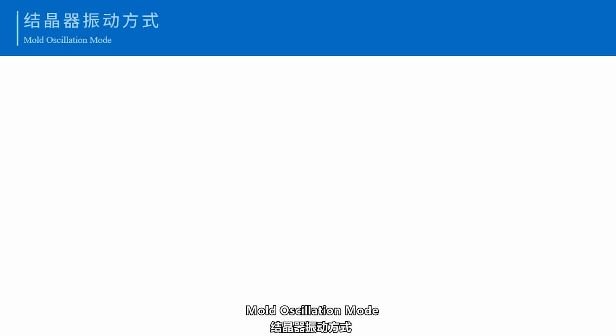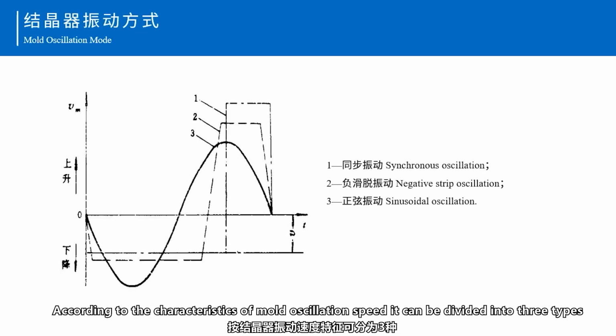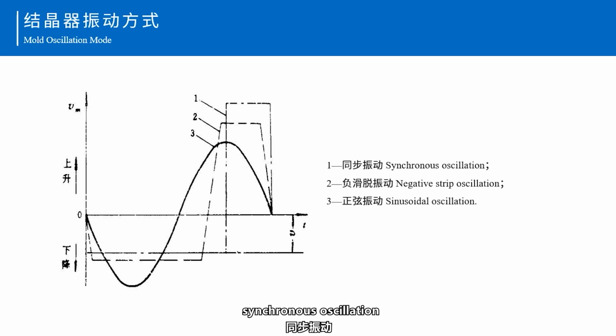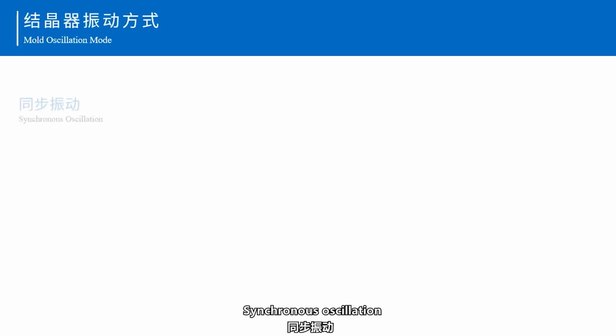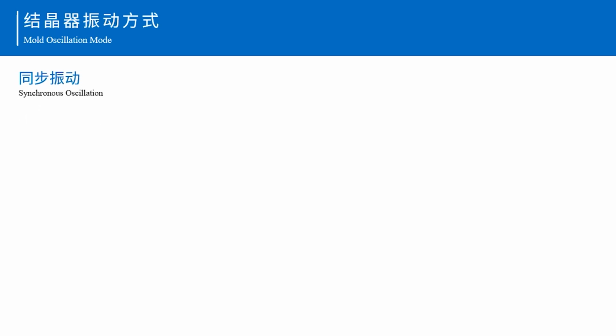As for the mold isolation mode, according to the characteristics of the mold isolation speed, it can be divided into three types. First, synchronous isolation. Second, negative strip isolation. Third, sinusoidal isolation. The isolation curve is shown in the figure, which is mainly reflected by the change between mold movement speed and time.